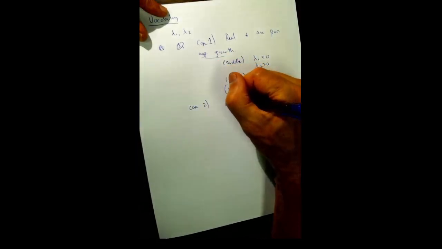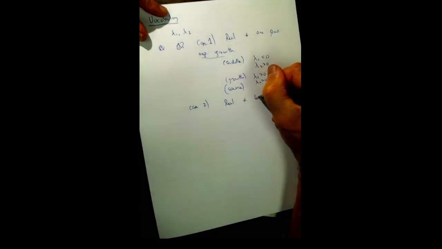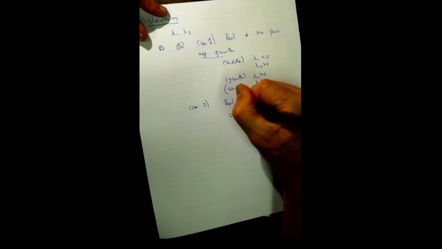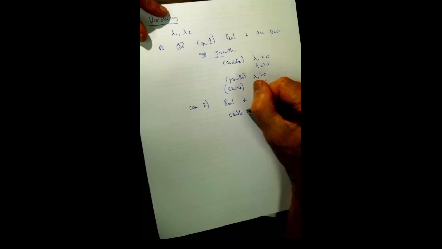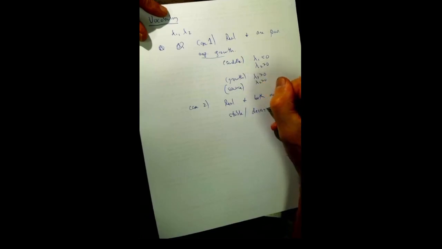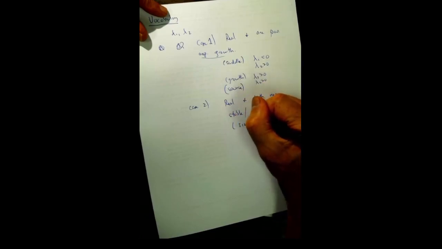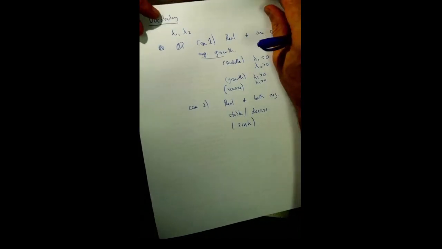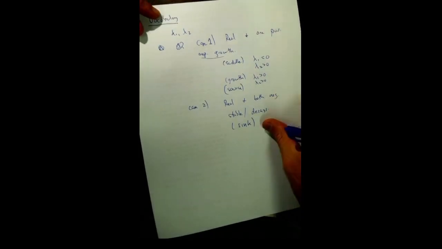Case 2 is real and both negative. In this case, it's stable or decays. And some people will call this a sink because basically all your solutions end up dropping down into 0.